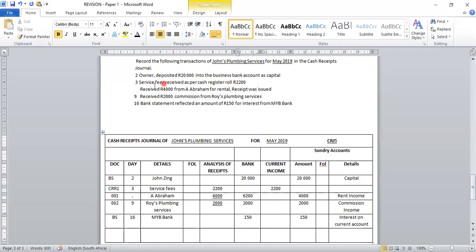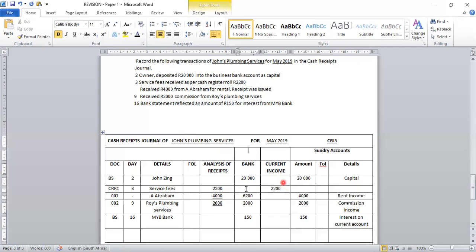Our second transaction, service fees received as per cash register roll, 2,200. So for service fees, learners, we all know that the cash register roll is a source document for service fees. So we will write CRR1 because this is the first service fees that you are receiving for the month. CRR1, and the day is the 3rd. And details, we put service fees. And this will be in our analysis column, 2,200. And we ask ourselves, are we receiving more monies on this day? And the answer will be yes, we are receiving more monies. So we wait, we don't take this money to the bank, but we continue with the transaction.